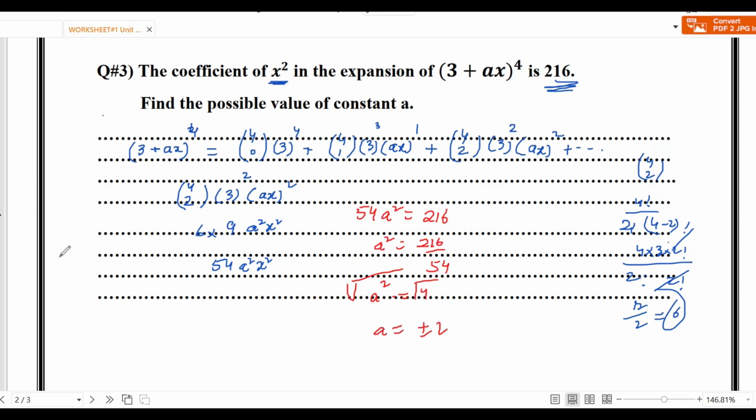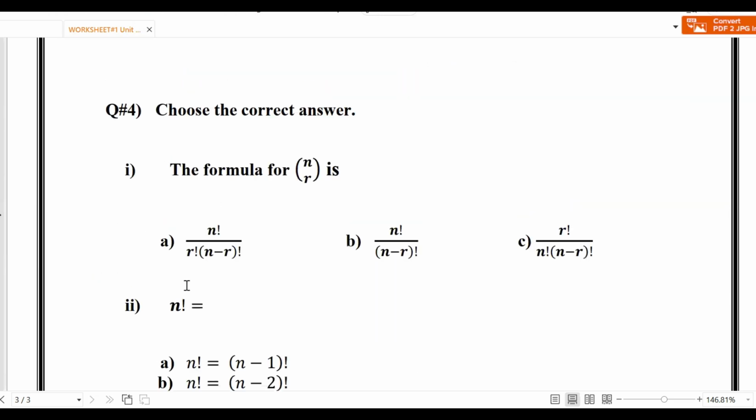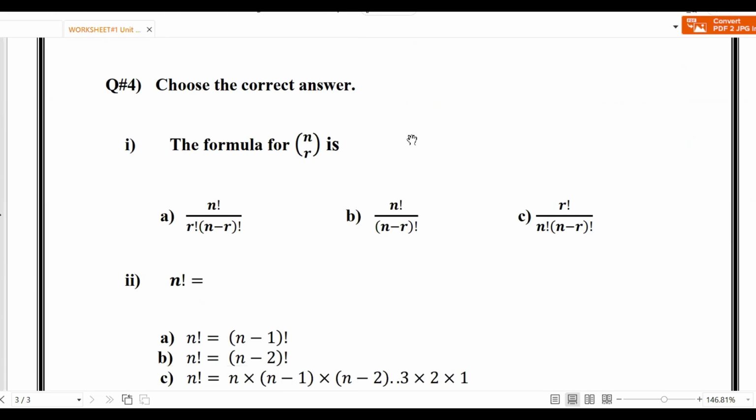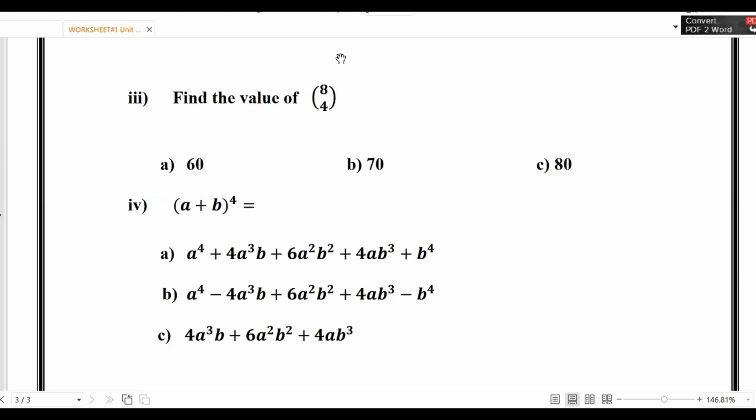Then we move to the next question. If we use this formula, choose the correct answer. nCr represents n factorial over r factorial times (n minus r) factorial. So the first one is correct. And if we check n factorial, the last one, because the full expansion is n multiplied by n minus 1, n minus 2, and so on. So this is correct.